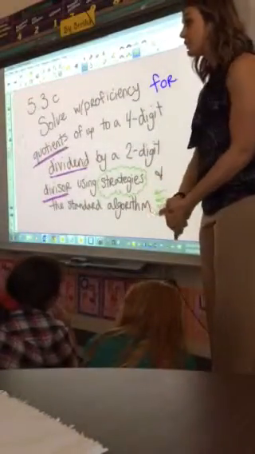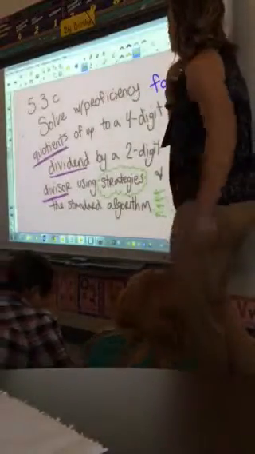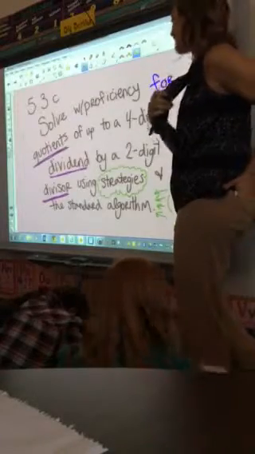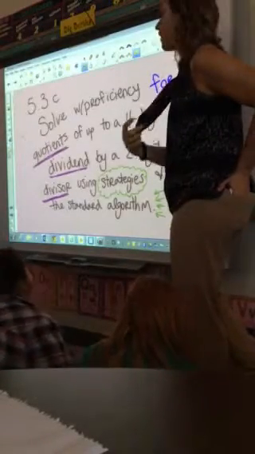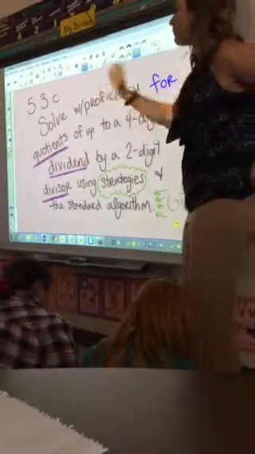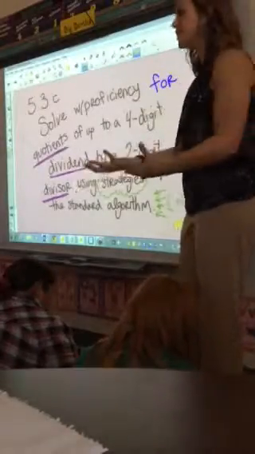5.3C is our standard in 5th grade: Solve with proficiency for quotients of up to a 4-digit dividend by a 2-digit divisor using strategies and the standard algorithm. Now, what does that mean in our terms? Solve with proficiency. What does it mean to be proficient?